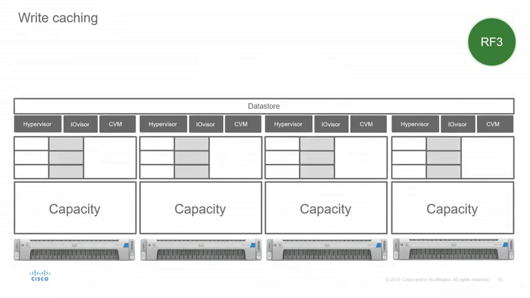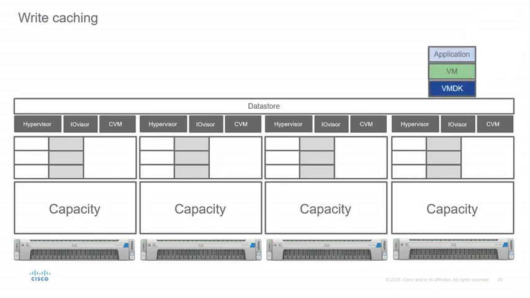Here we have an example of 4 converged nodes with a replication factor of 3, indicated by 3 write cache tiers, and a VM which runs on the 4th node. The VM in vSphere is a VMDK file, and this VMDK is written to the shared data store. In the VM, an application is running, which requests the data to be written to the data store. Here's what happens.